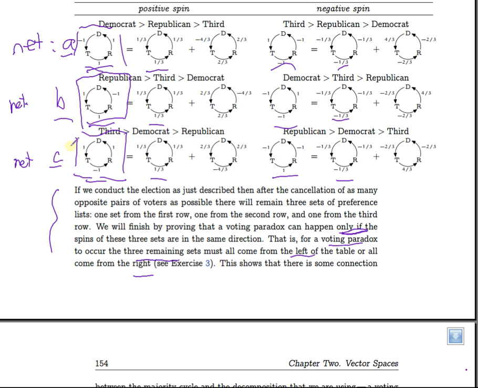I only need to consider 3 cases, and I have A, B, and C, where A, B, and C can be positive or negative. And the idea is that you can only have a voter paradox if A, B, and C are all the same sign. They're all positive or they're all negative.